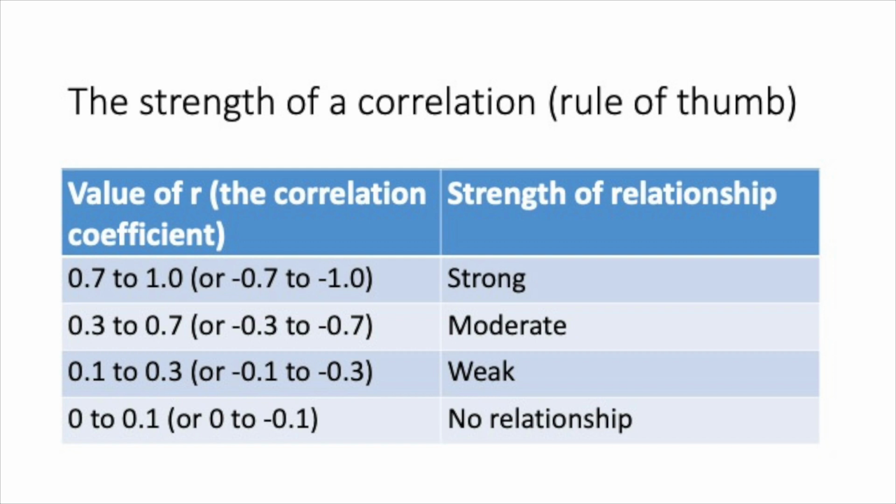There's something going on here, but it's not a very strong relationship. And then finally, if you're between 0 and 0.1 or 0 and -0.1, we consider that to be no correlation at all, so no relationship between the two variables that you're testing. This is just a rule of thumb to have on hand when you're trying to determine the strength of a correlation that you test.